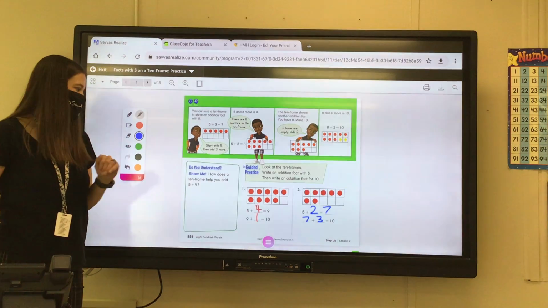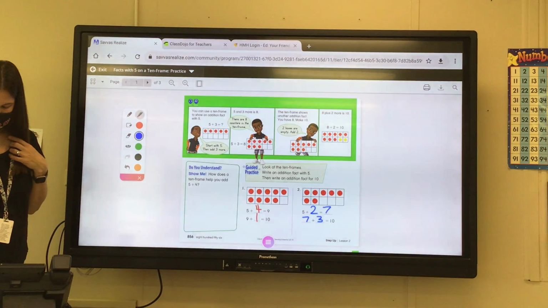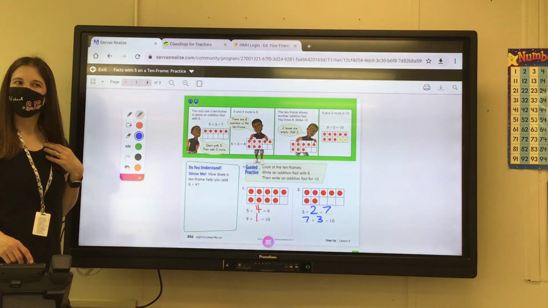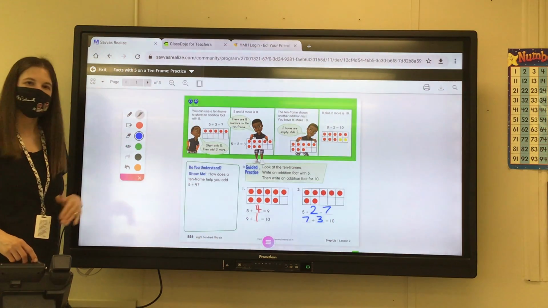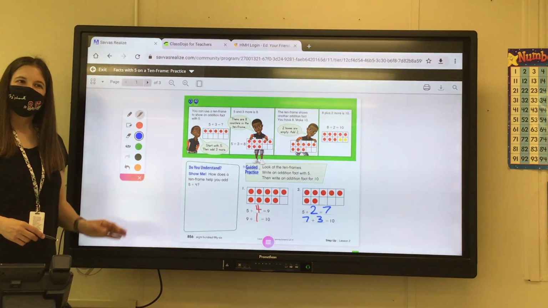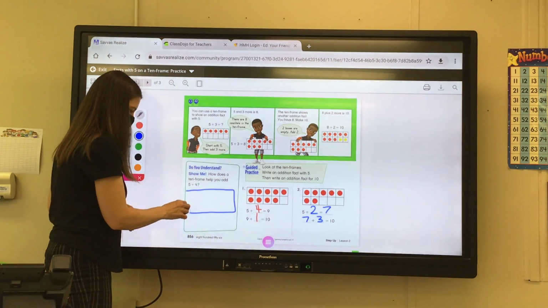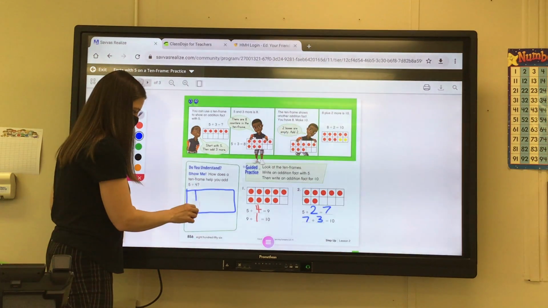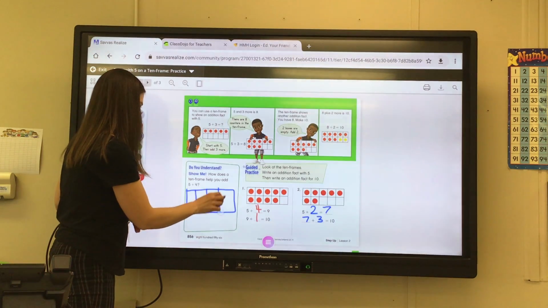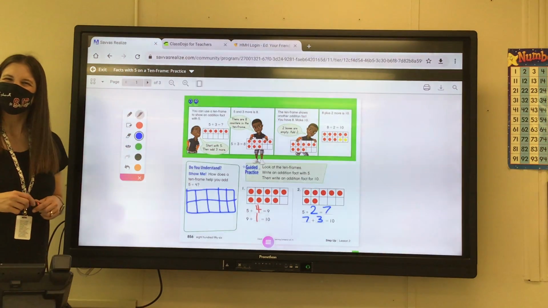Now, do you understand? Show me. How does a 10 frame help you add 5 plus 4? So how does a 10 frame help you? What does a 10 frame do? When we look at a 10 frame, there's only 4 lines going down, right? 1, 2, 3, 4. There's a line going across. What does a 10 frame do?